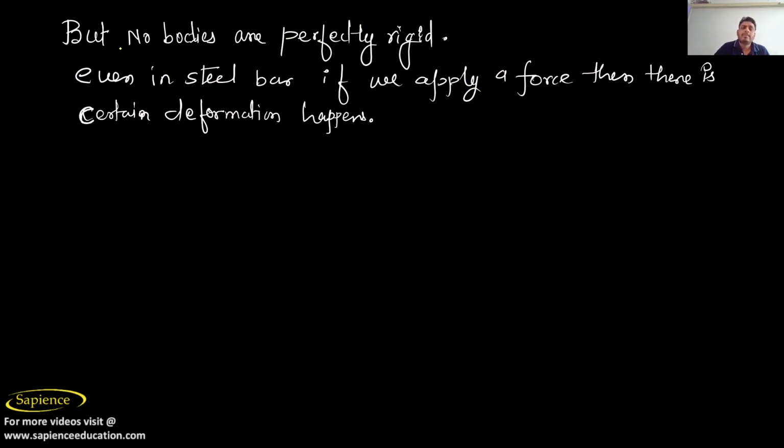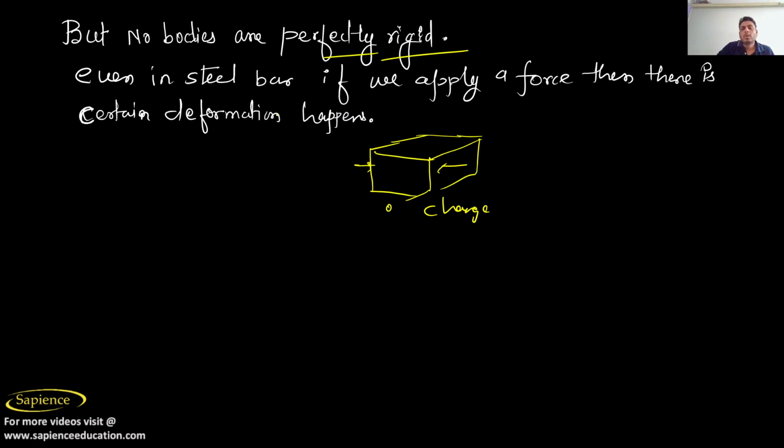You know that no bodies are perfectly rigid. We have assumed that the body will be rigid, but even in the strongest body, with high strength, if you apply a force, very few changes at least will happen. Deformation will happen, right? If there is a deformation, then you can't say that this is a rigid body. So generally no bodies are perfectly rigid.